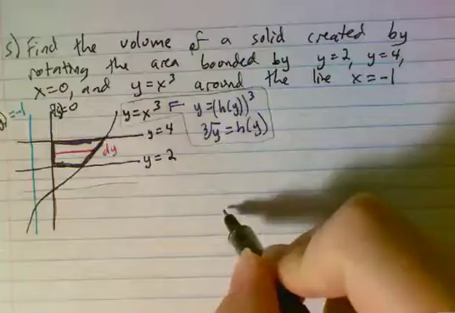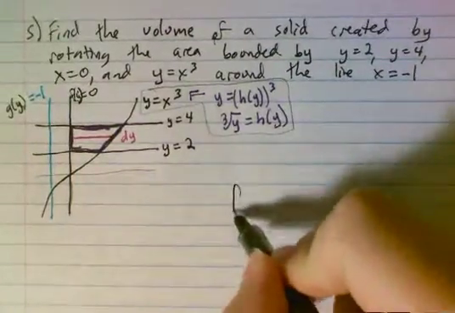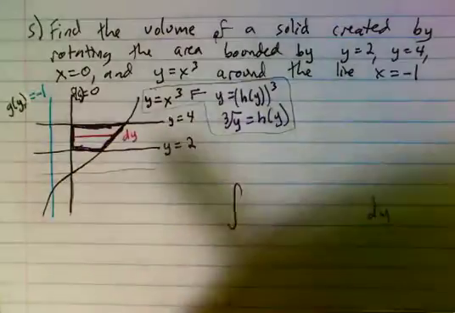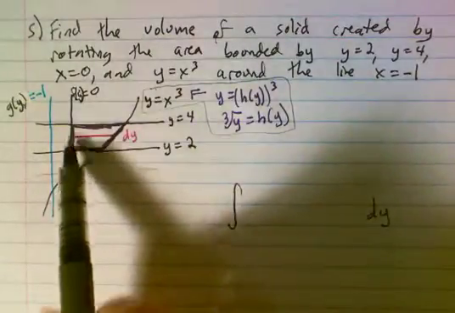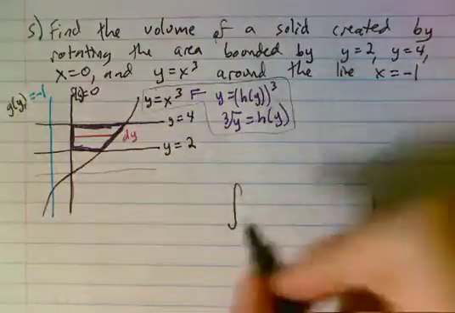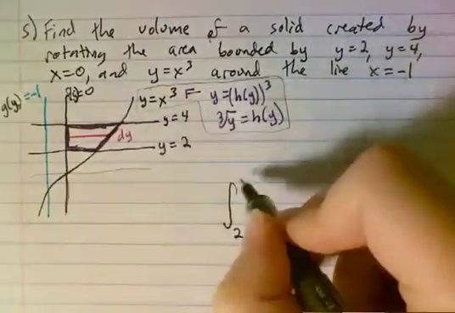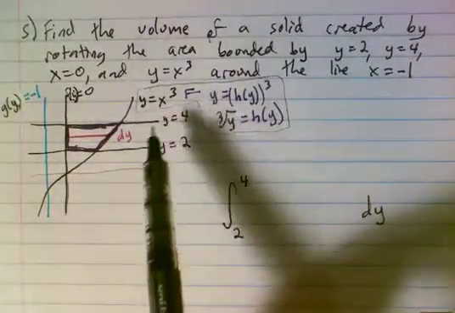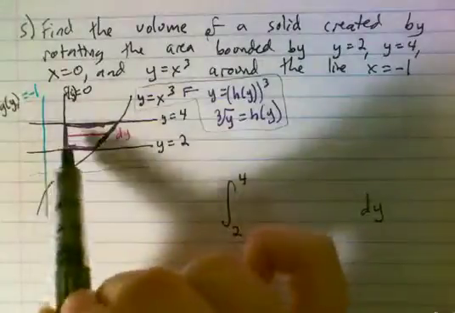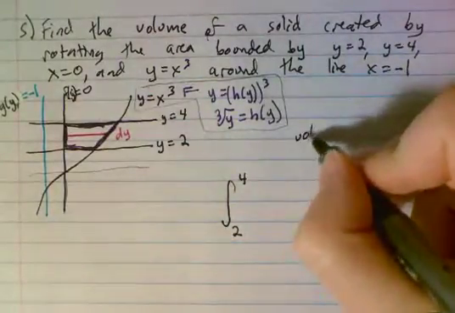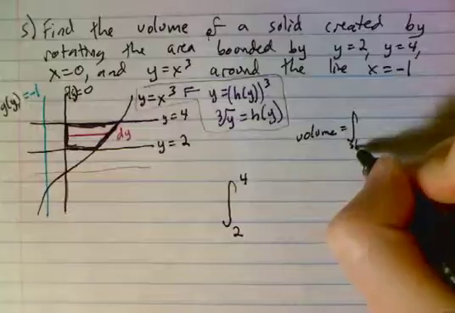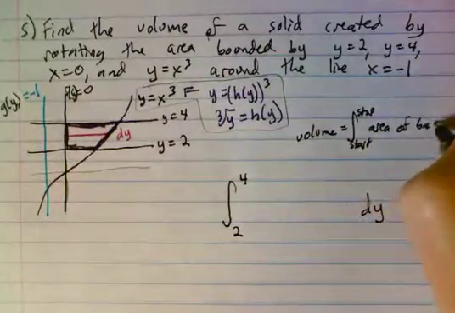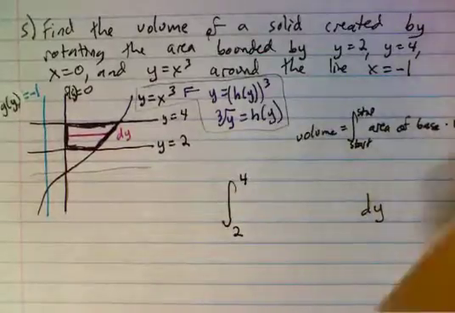Okay, let's set up what we are already able to handle. So we know that this is a dy. That means we're going from some y value here to some y value here. Conveniently, it's told us what that is. It's y equals 2 to y equals 4. So now we've taken care of these two lines. We can ignore them for the rest of the time. We just have to come up with the formula. So volume, and a roll from start to stop, area of base times width.